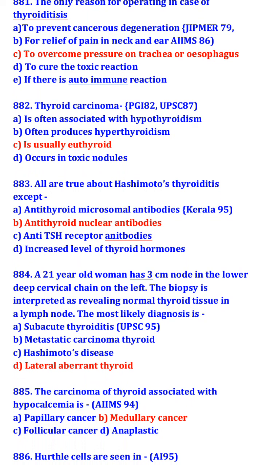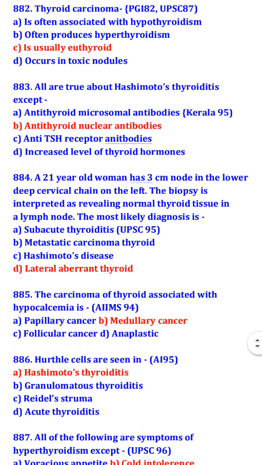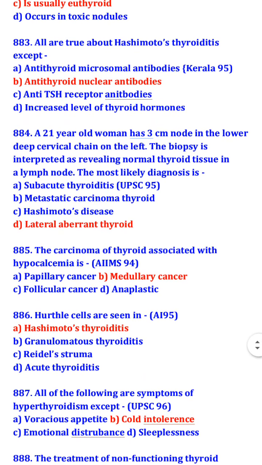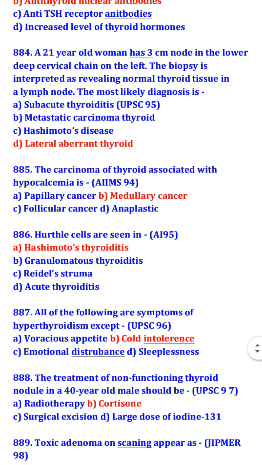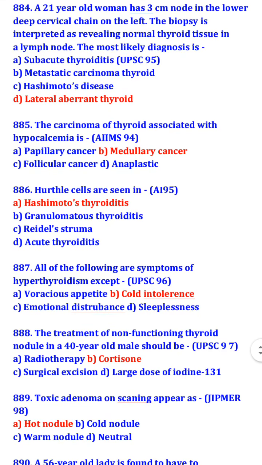So, what is true about Hashimoto's thyroiditis? Antithyroid microsomal antibodies, anti-TSH receptor antibodies, and increased level of thyroid hormones. A 21-year-old woman has a 3 cm node in the lower deep cervical chain on the left. The biopsy is interpreted as revealing normal thyroid tissue in a lymph node. The most likely diagnosis is lateral aberrant thyroid. The carcinoma of thyroid associated with hypocalcemia is medullary cancer. Hurthle cells are seen in Hashimoto's thyroiditis.